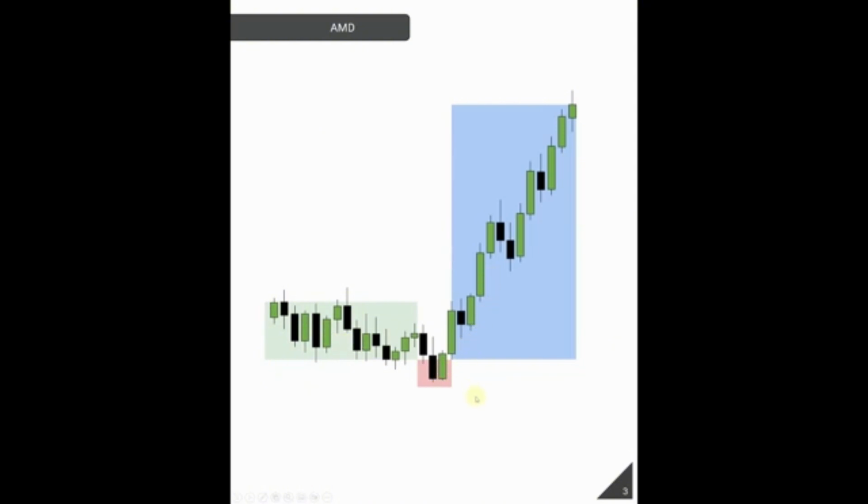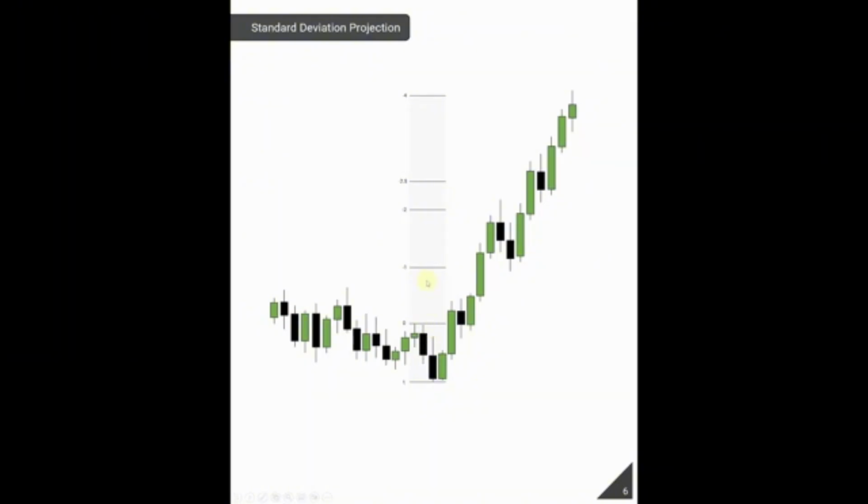And with projecting this out, we want to focus on the manipulation. Now, where is the manipulation we're focusing on? We want to see the leg that made the low before the high, so essentially the breaker formation as well. So from here, we'll take the high to the low and project it out, and those will give us targets for the distribution. So putting it all together, we have accumulation, manipulation, and distribution, and we project this manipulation leg, giving us targets for this distribution.